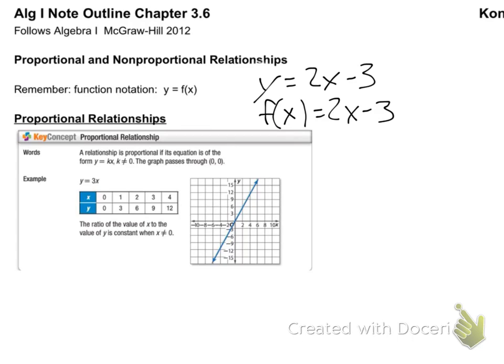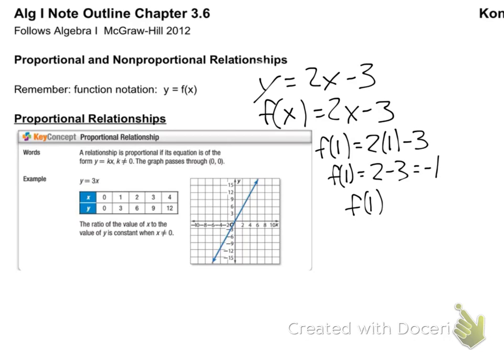Do you guys remember how to use function notation? Like if I say f of 1, what do we do? Where does the 1 go? In for x. Notice that this should have been f of x. Now I took the x out and put a 1. So what do I do on the other side? Take the x out and place a 1. So f of 1 is equal to 2 times 1, which is 2, minus 3, which is negative 1. So function notation says the value at 1 is equal to negative 1. That's what it says. Okay? So it's not too bad.